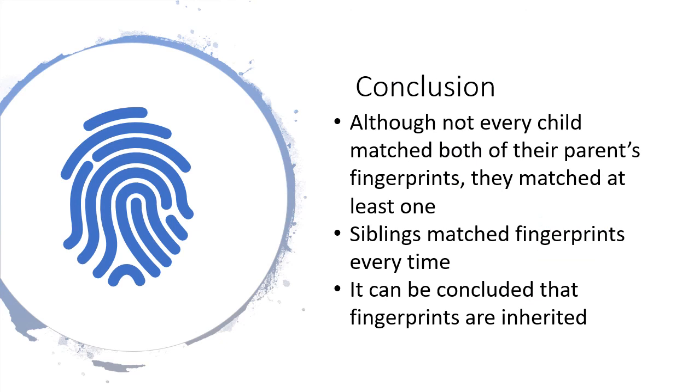After our fingerprint investigation, we can conclude that although not every child matched both of their parents' fingerprints, they matched at least one. Siblings match fingerprints every time. It can be concluded that fingerprints are inherited from at least one parent, which means that the child has the same pattern as one of their parents.